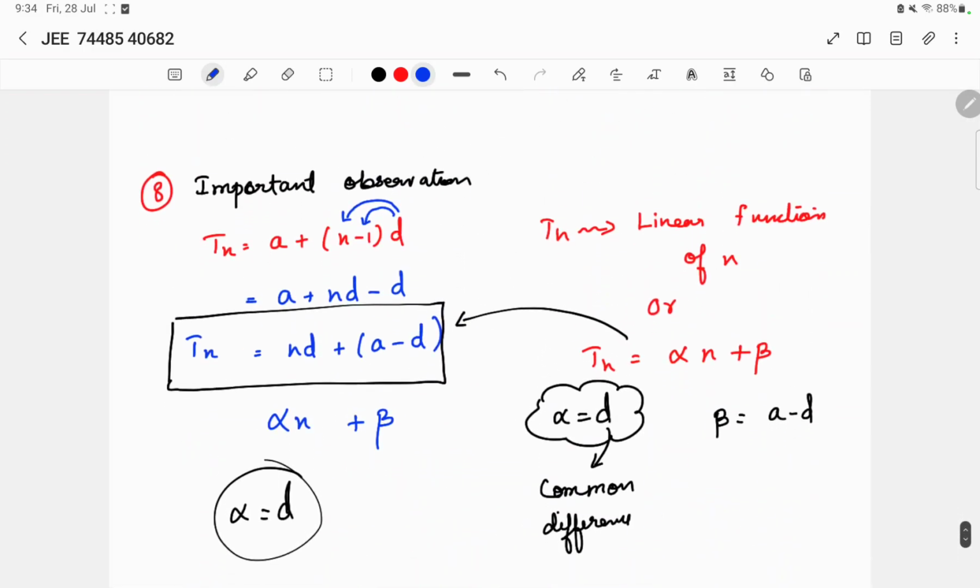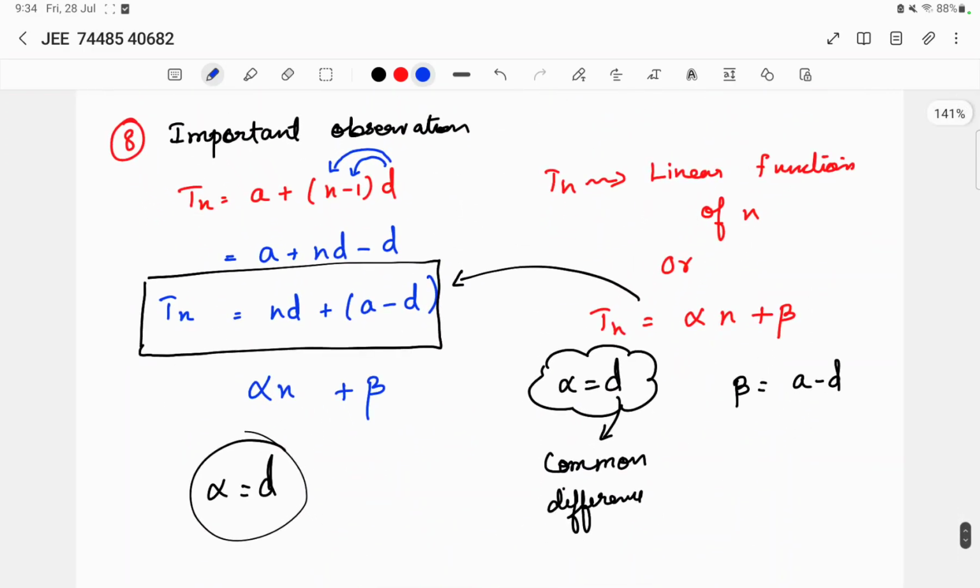Now I can tell the important observation. What we have seen here is Tn is nothing but a linear function of n. So you cannot see Tn as something like 5n square plus 7n. This cannot be Tn. The general form of Tn cannot be like this. So it is a linear function of n.